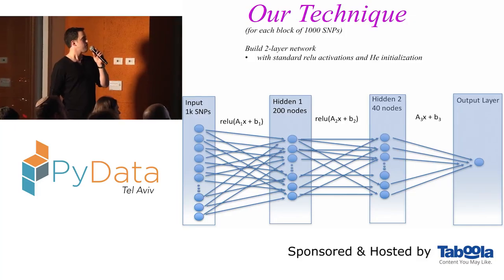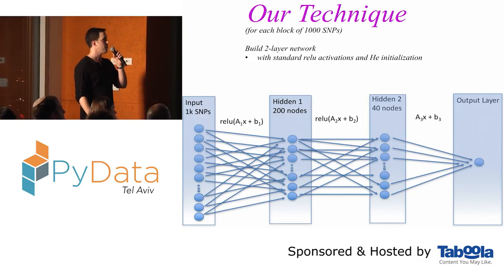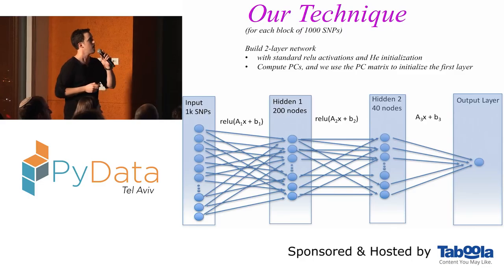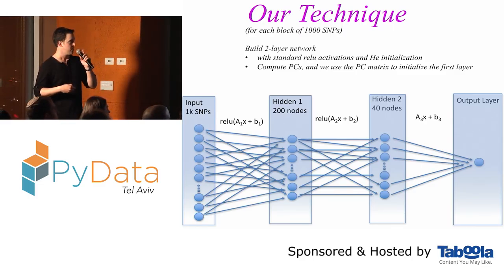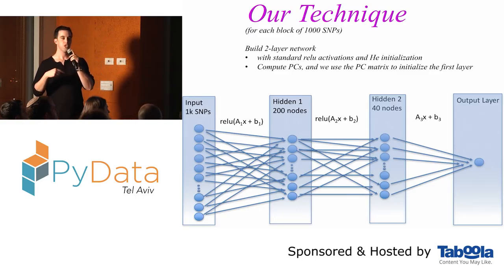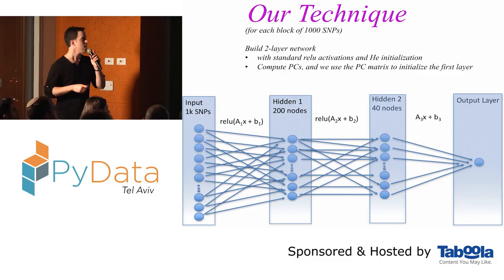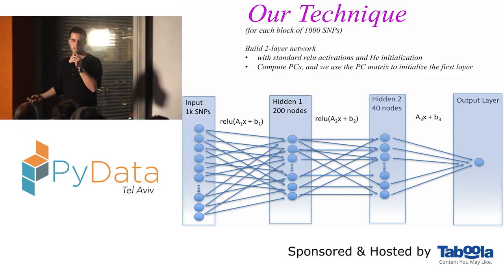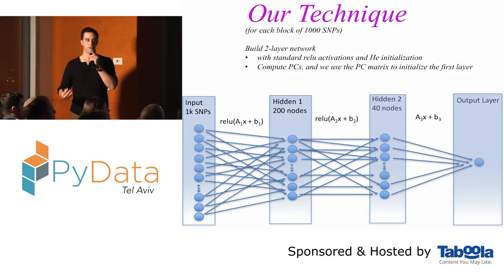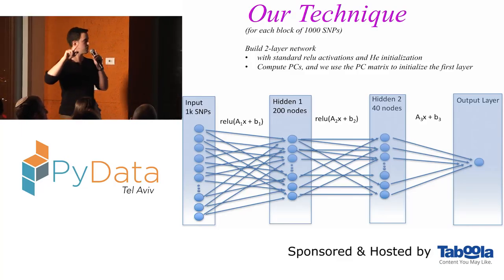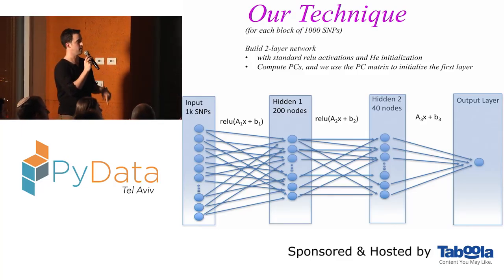We'll make some standard choices here, like using ReLU activations and initialization. The non-standard thing that we do here is that we compute the PCs and then use that PC matrix V to initialize the first layer in the network. So instead of letting A1 be initialized randomly, as it's typically done, we force it to start with the values of that matrix V, which are the right singular vectors of the data matrix.